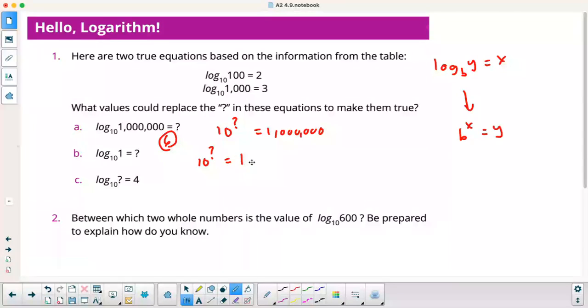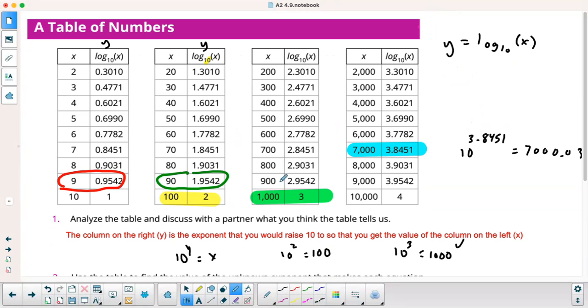10 to what power equals 1. So I'm using these definitions here. My base is 10. I switch the b right there. Question mark goes up in the power because that's what it's equal to. That's where the x was. And then the y is the 1 right there. So obviously that's going to be 0. 10 to the 0 would give me 1. And 10 to what power equals 4. So I might need to go back to my table and look right here at this row, 10 to the 0.6021.